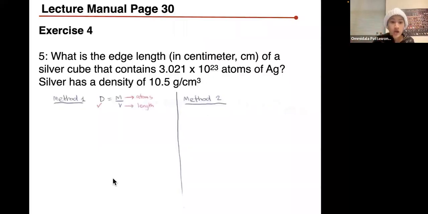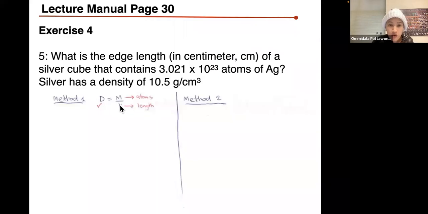One is you can use the density that's given, and then figure out volume and then find out length. The second one is going to be using dimensional analysis to find out length right away. Let's take a look at the first method real quick, using the density. In this case, we know that the density is given, so we can find out length from the volume.